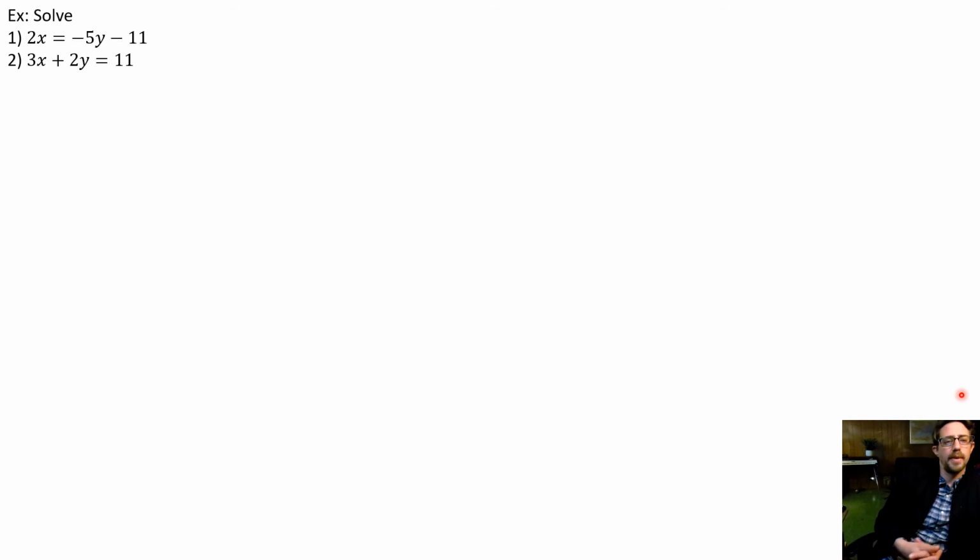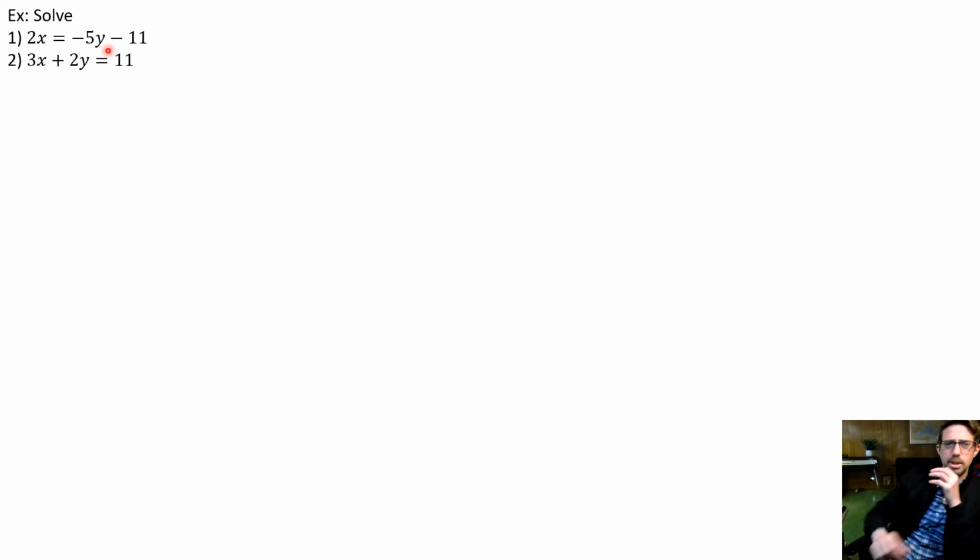Okay, one more. The first thing you'll notice, so we have 2x equals negative 5y minus 11 and 3x plus 2y equals 11. The first thing you'll probably notice is that they don't line up, right? Like we like them to. So if we tried substitution, well, we get a 5/2 and an 11/2. If we try to solve it for x, either way, you'd get some pretty fractional stuff. So we're going to try to avoid that.